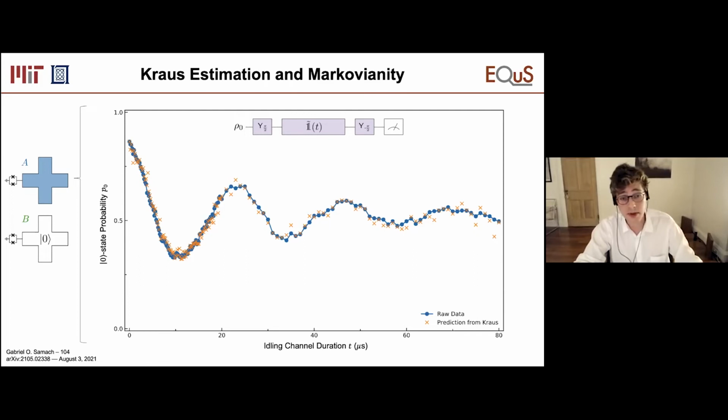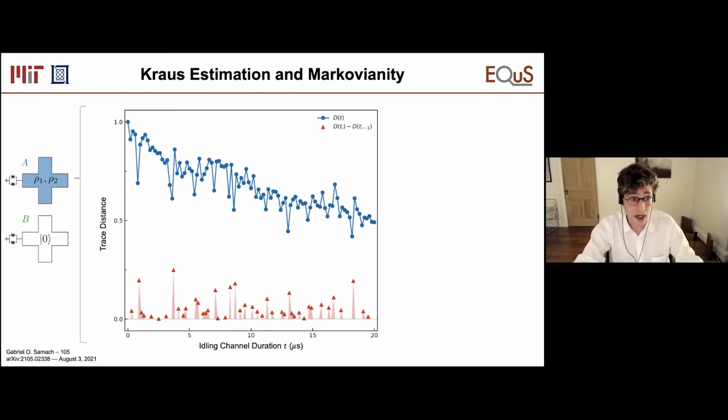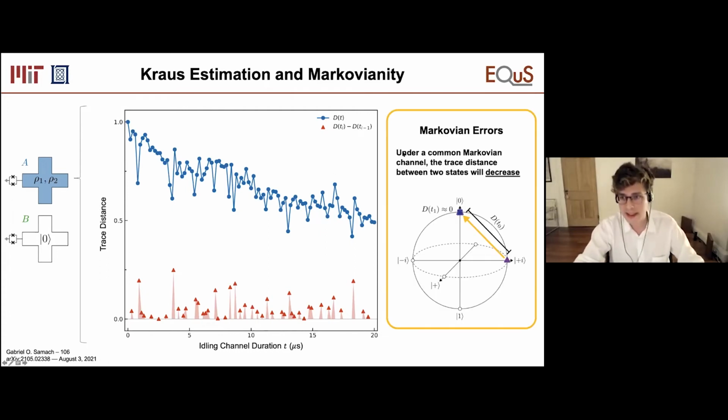And once we've obtained these operators, we can now apply this measure that I referred to earlier. So here I'm plotting the trace distance between a pair of states of qubit A as a function of idling channel duration. And here we notice that the trace distance between these two states, for the large part, decays monotonically. And this is exactly what I was pointing to earlier when I noted that when two states evolve under a common Markovian channel, the trace distance between them will monotonically decrease, as we're seeing here in the blue data.